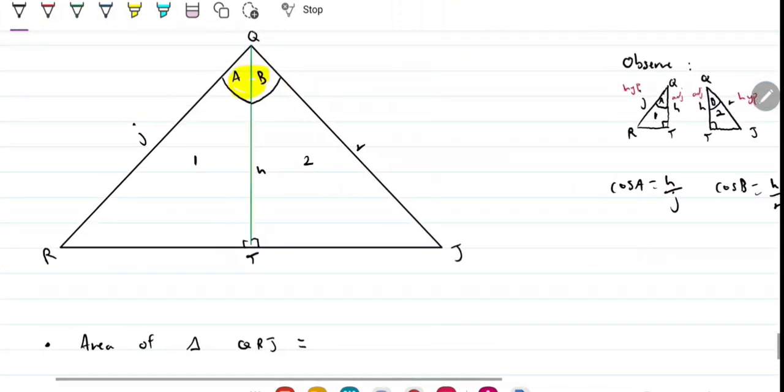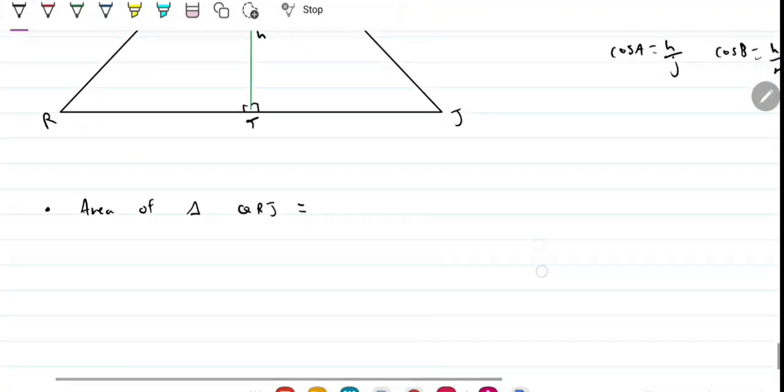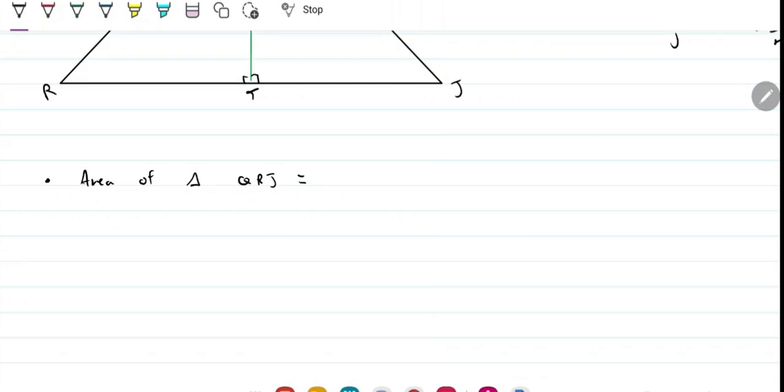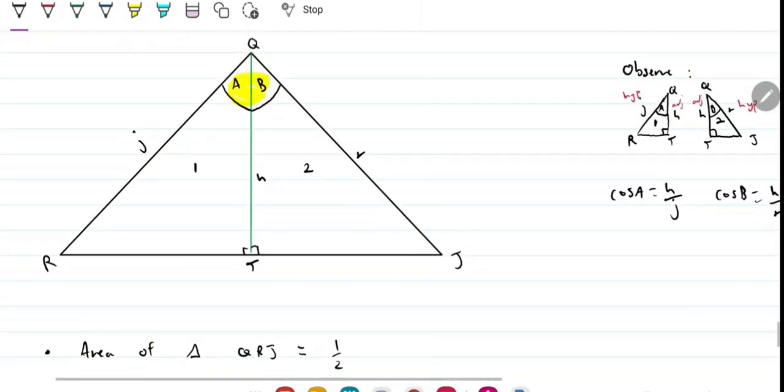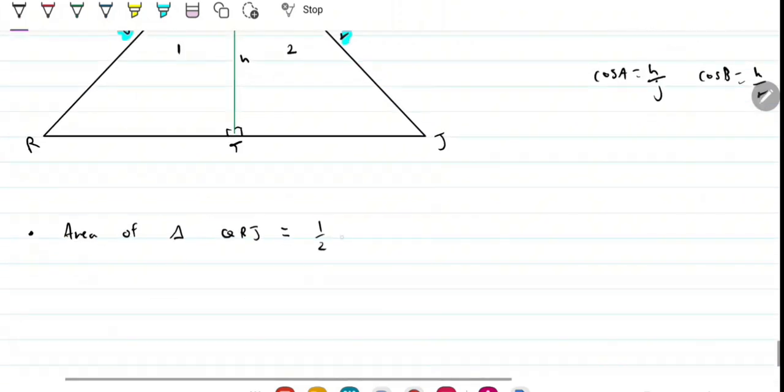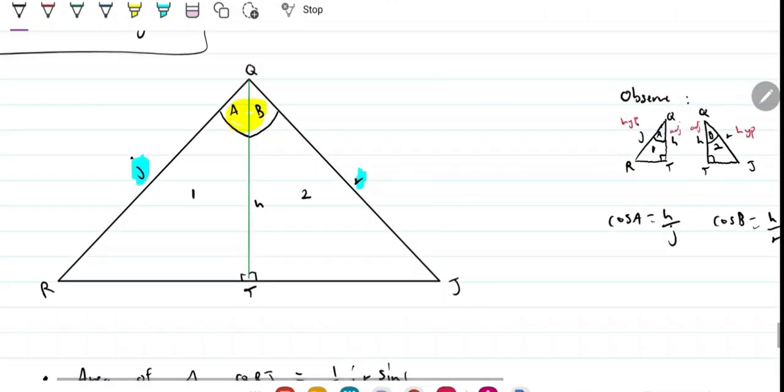Now let's say we had to find the area of this big triangle QRJ. We can use that formula, half ab sine theta. In this case, it's going to be half of the product of these two sides multiplied by the sine of the angle formed by those two sides, and the angle formed by those two sides will be this whole angle here, A plus B.